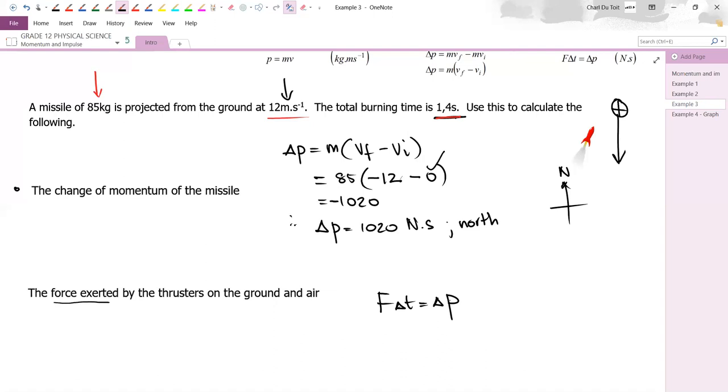Right, I'm just going to help you. There's my free body diagram of forces. I have the force exerted upwards by the air on the thrusters, and I have a force exerted downwards by the gravitation of the Earth.